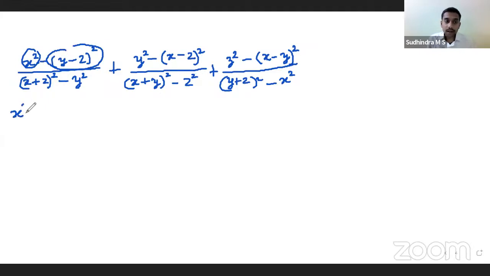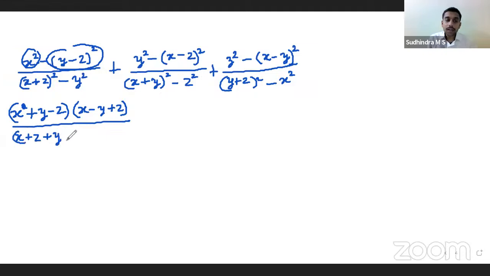Here a is x, and b is y minus z. So a plus b into a minus b: x plus y minus z into x minus y plus z, divided by again a square minus b square. a is x plus z, so x plus z plus b into x plus z minus b. Everyone understood this?